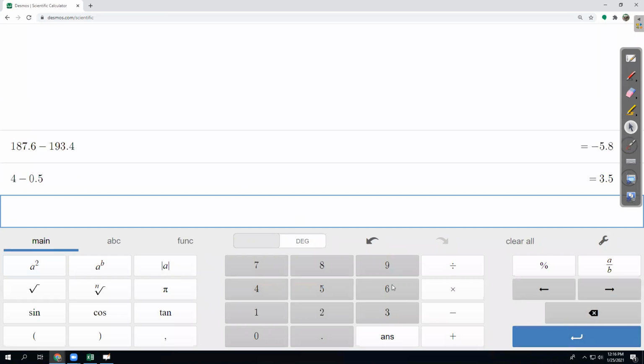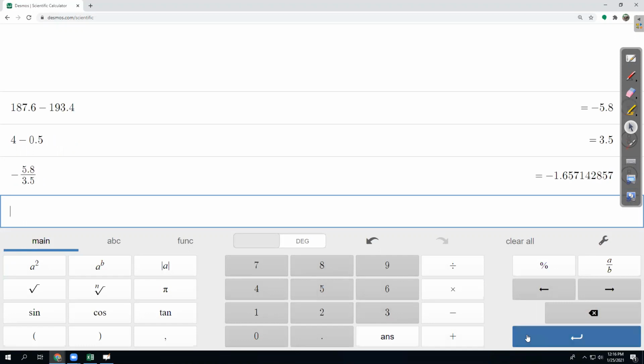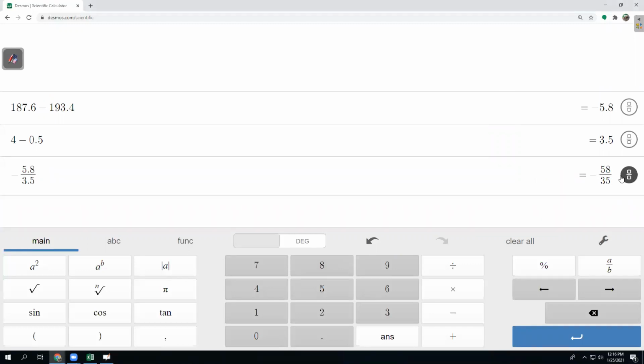And the last step is to divide those two. So what is negative 5.8? So negative over a positive should be a negative, right? Divided by 3.5. And I get this kind of messy number, 0.1657142857. Oh my gosh, lots of decimals there. Desmos is kind of nice because I can say, hey, what's that as a fraction? You know, it's not much better as a fraction, 58 over 35.